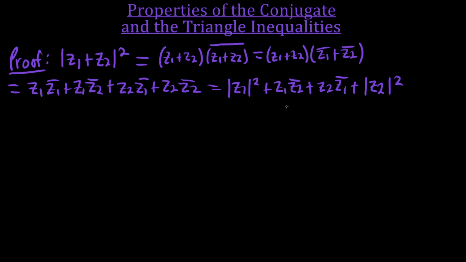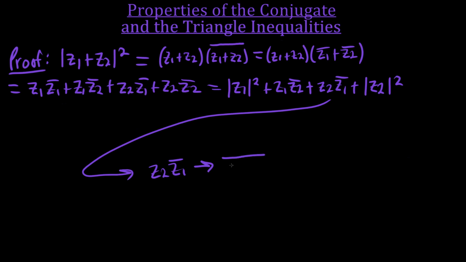Great. Now I'm going to go ahead and do something a little bit tricky. I want to replace this term in the expression with something else that's actually going to allow us to apply property G. And so what I'm going to do is replace z2 times the conjugate of z1 with the conjugate of z1 times the conjugate of z2. Okay, so why exactly can I do this?